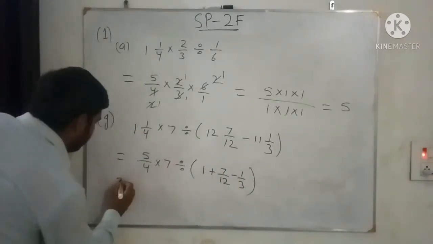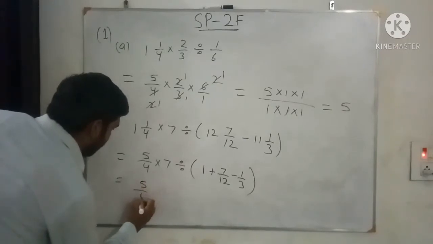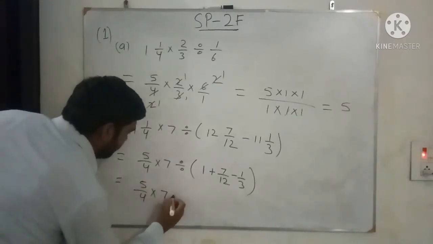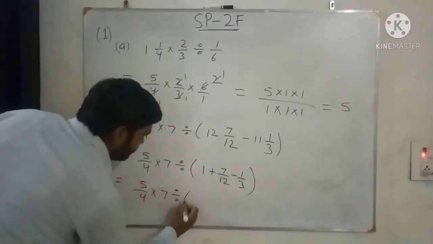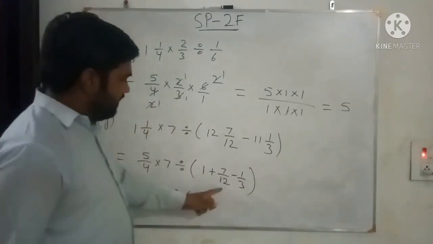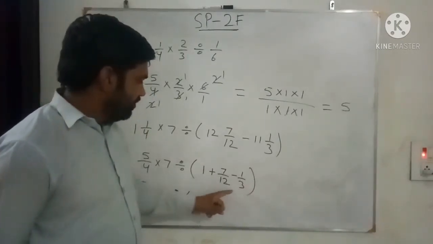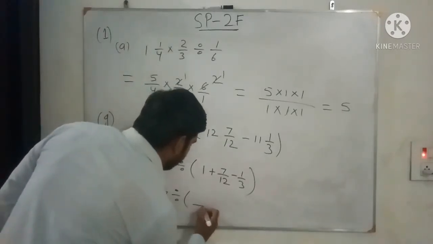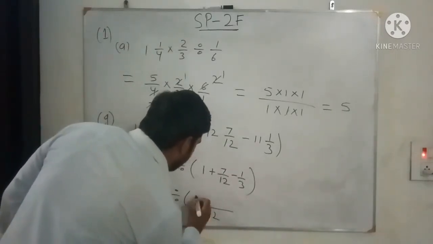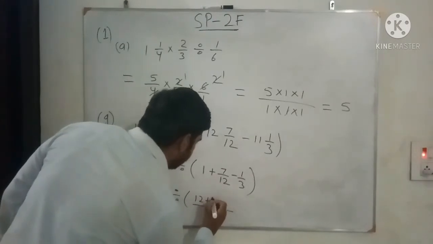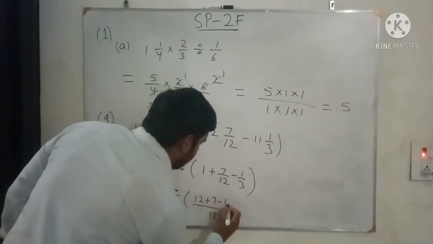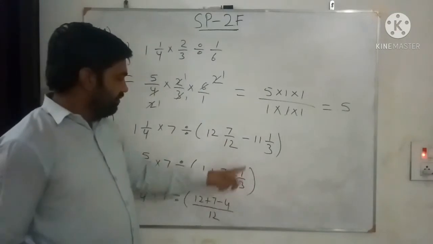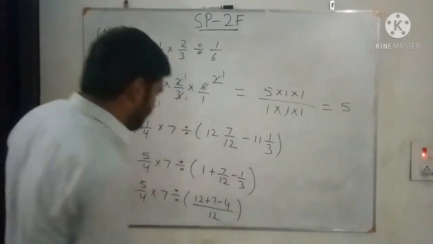So next, 5 by 4 multiply 7. Now here you see the LCM of 12 and 3 is 12. So you can take this also as 12. 12 ones are 12 plus 7. 3 fours are 12 minus 1 four is 4. 3 fours are 12, 1 four is 4.